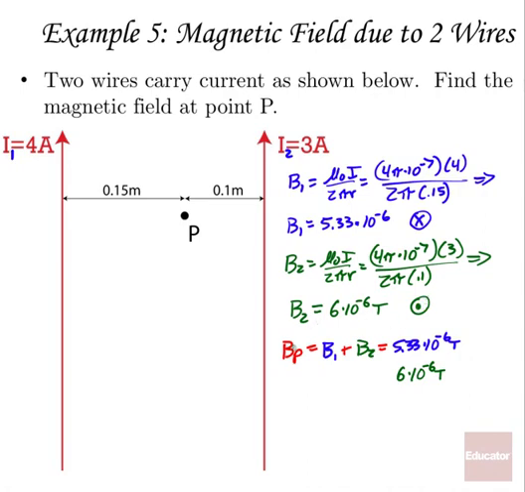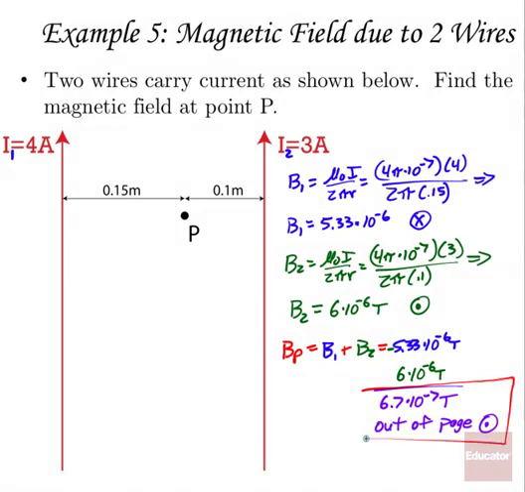Well, notice out of the page is stronger, so I'm going to subtract them: negative 5.33 times 10 to the minus 6 plus 6 times 10 to the minus 6, to give me a total of about 6.7 times 10 to the minus 7 Tesla. And because out of the page is stronger, the net magnetic field must be out of the page. So there's my answer. The magnetic field at point P is 6.7 times 10 to the minus 7 Tesla, out of the page.